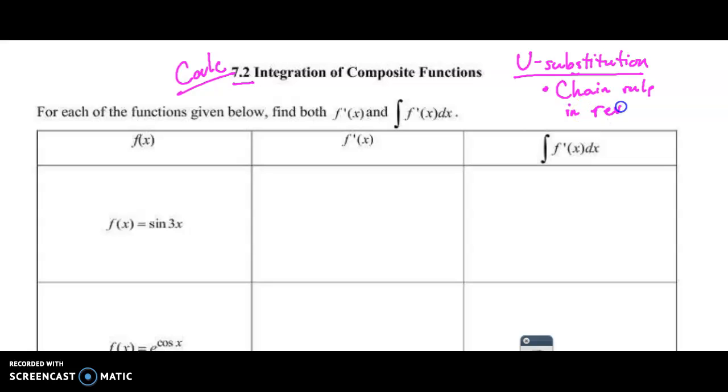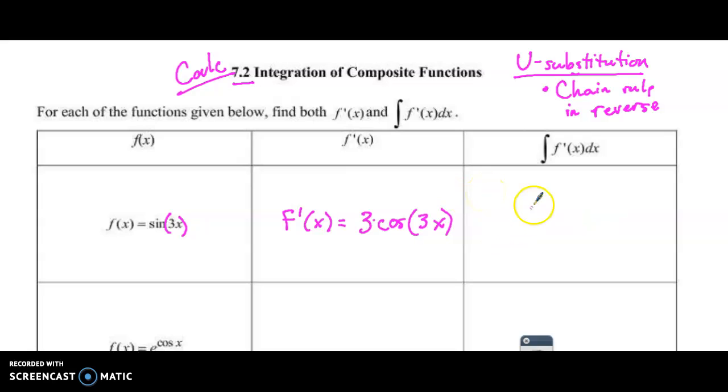So that's why when we look at this problem, the first thing they ask you is, well, what is the derivative of this? Well, as you recall, this is the chain rule, where the derivative of sine is cosine, and you leave 3x alone, and then you multiply by the derivative of the inside, which would be 3. So 3 times cosine of 3x.